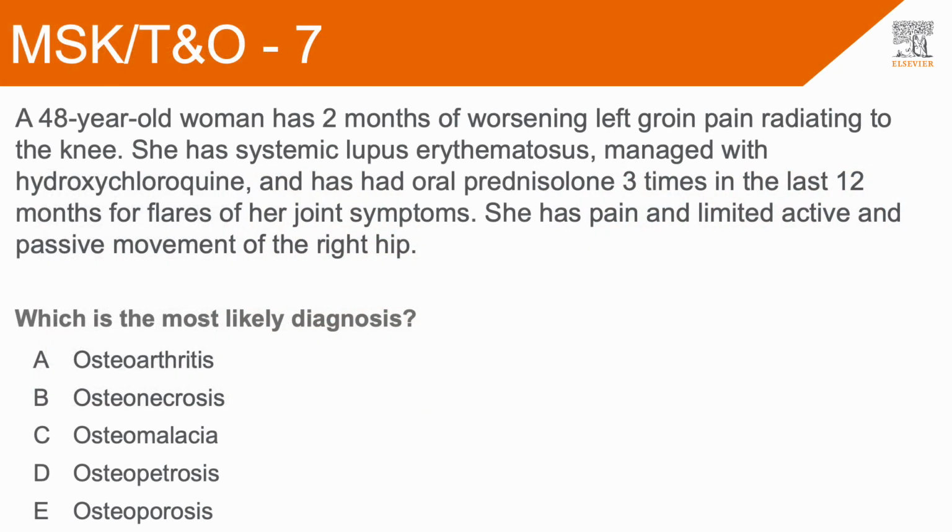Question 7. A 48-year-old woman has 2 months of worsening left groin pain radiating to the knee. She has systemic lupus erythematosus, managed with hydroxychloroquine, and has had oral prednisolone 3 times in the last 12 months for flares of her joint symptoms. She has pain and limited active and passive movement of the right hip. Which is the most likely diagnosis?